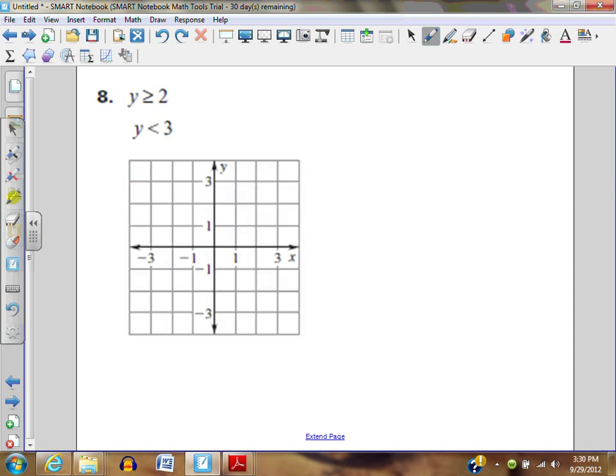Let's look at another problem. This one is y is greater than 2. So I go to the 2. Y is always a horizontal line. It's going to be y, everything greater than that. So I shade this direction.